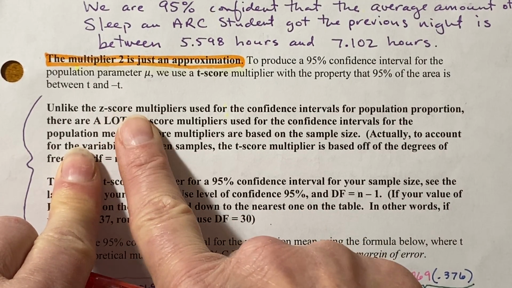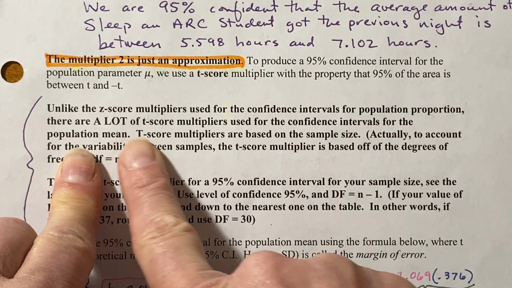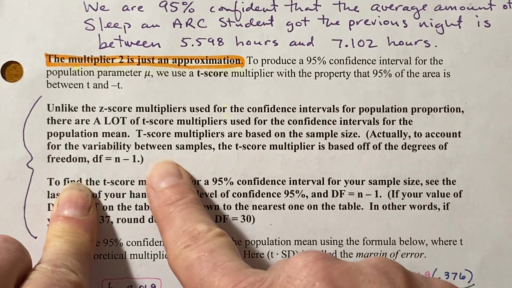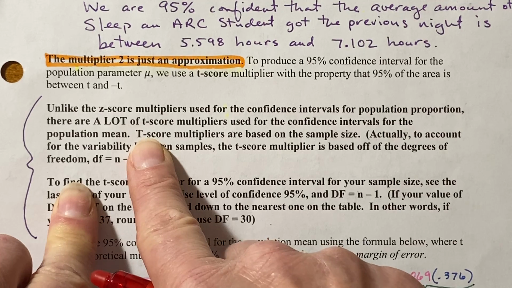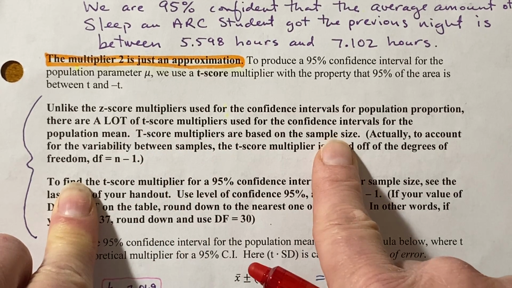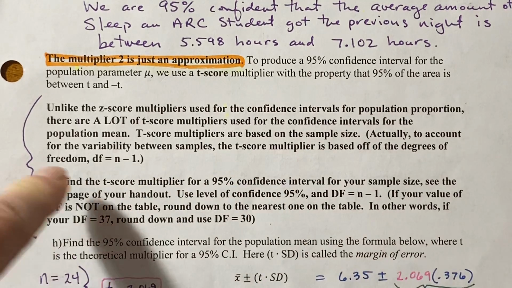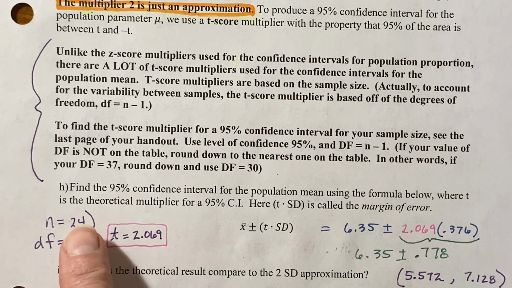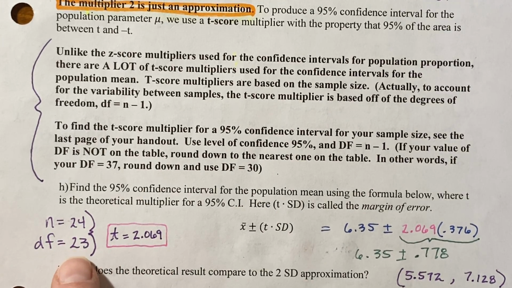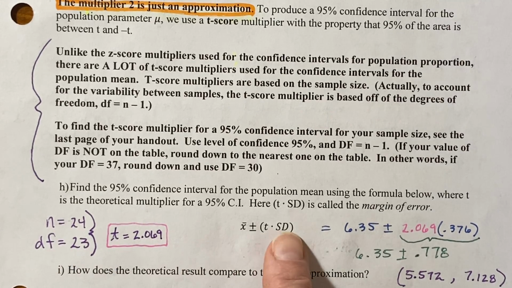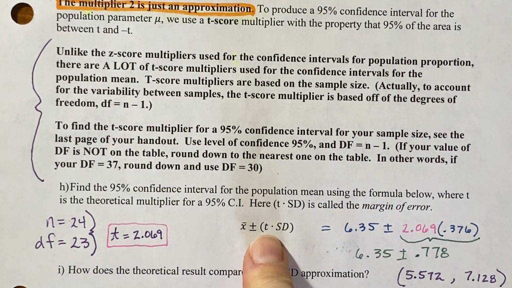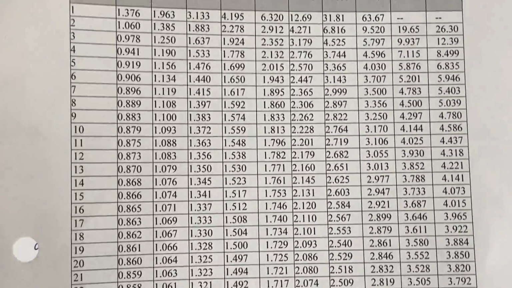The Z multiplier that we use for proportions stays the same no matter what the sample size is, but for means, we have to find the t-score multiplier based on our sample size. So what are our degrees of freedom in this problem? Our sample is 24. So we have 23 degrees of freedom. So this is where we would need to go to the table that is on the back of the very last page of your activity, this table that I showed you before.